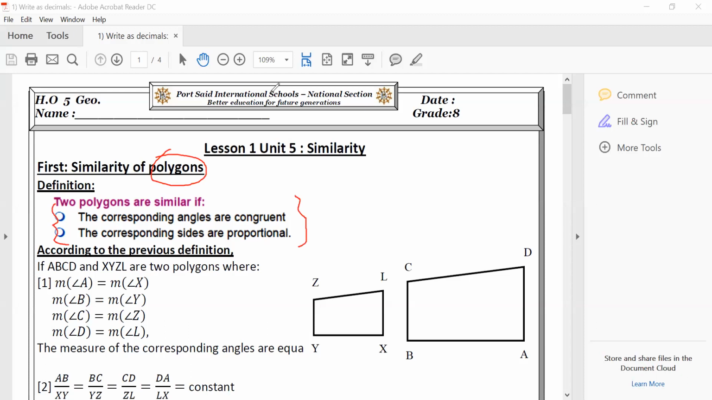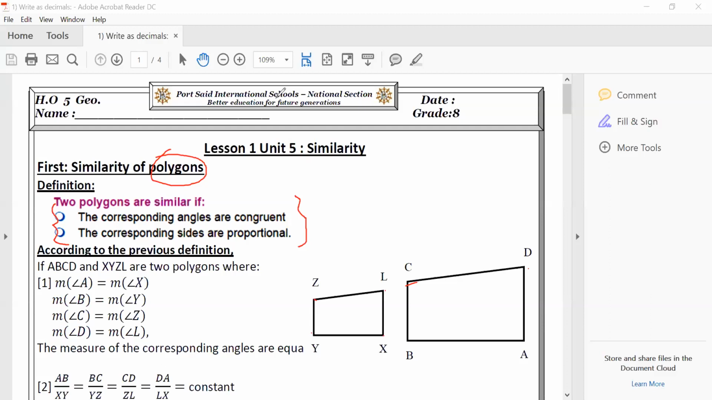These two conditions say that the corresponding angles are congruent. It means that the angles in both polygons must be congruent, equal in measure, and the corresponding sides are proportional. I will make clear in a moment what proportional means, but let's go to the first one. Corresponding angles: take these two polygons, ABCD and XYZL. These two polygons are similar if the two conditions are verified.